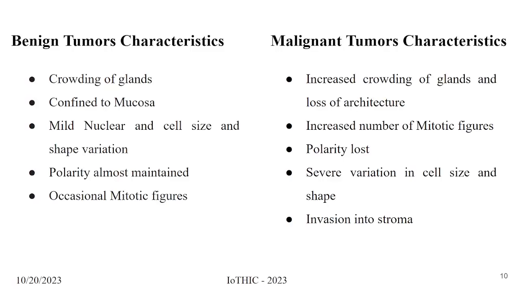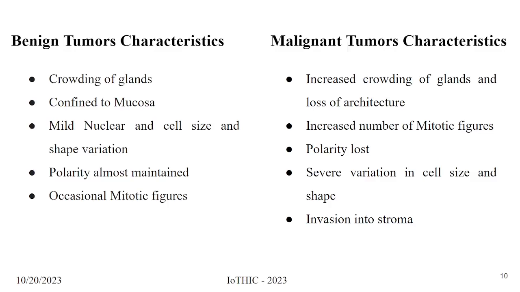These are our parameters that I earlier told. In benign parameters, the characteristics we use are crowding of glands, confinement to mucosa, and mild nuclear and cell size and shape variation. Polarity is almost maintained, and there are occasional mitotic figures.